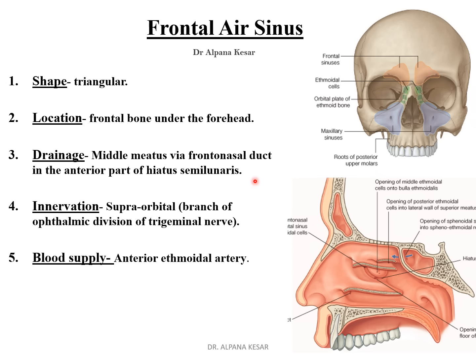Its drainage is into the frontonasal duct that opens in the anterior part of hiatus semilunaris in the middle nasal meatus. Innervation or nerve supply is by the supraorbital nerve. Supraorbital nerve is a branch of ophthalmic division of trigeminal nerve. Blood supply of frontal air sinus is by anterior ethmoidal artery.